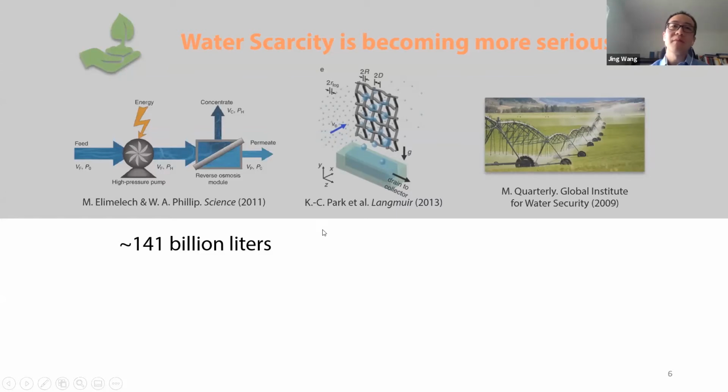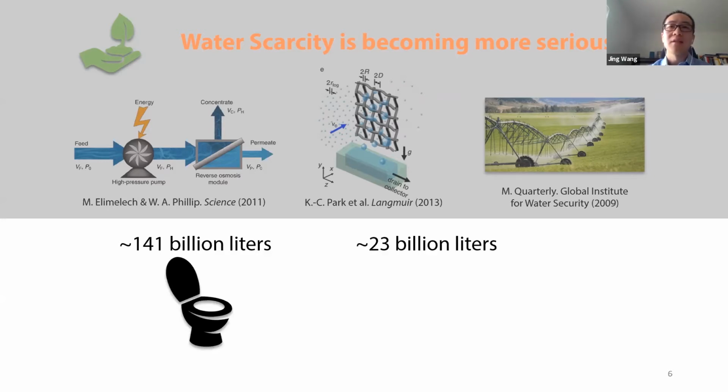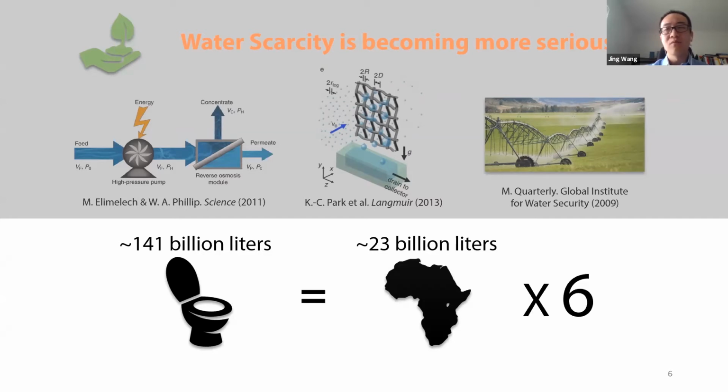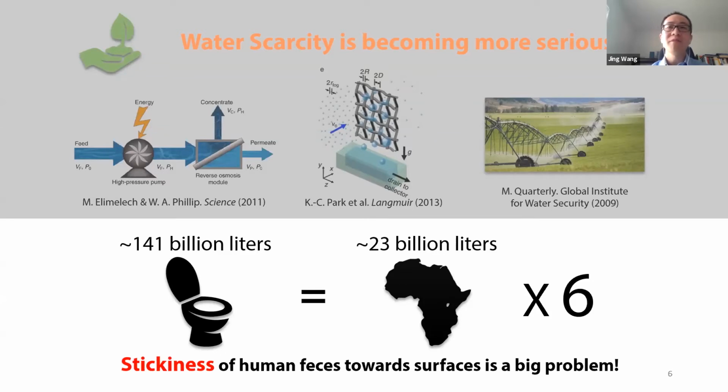141 billion liters of fresh water is flushed down our toilets globally every day. 23 billion liters of fresh water is enough to support the entire African population. So we flush down our toilets water that is sufficient to support the entire population of Africa for 6 days. So why do we spend a lot of water to clean our toilet bowl? Because of the adhesion of human feces to almost all surfaces. This is a big problem.